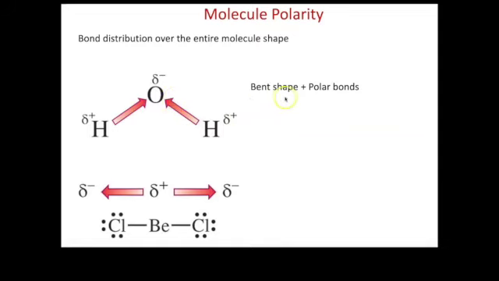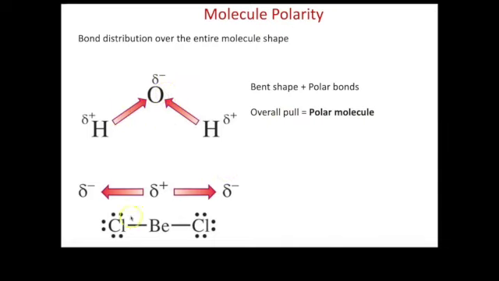So between the bent shape of the water molecule and having polar bonds, which can be drawn as dipole arrows, this has an overall upward pull. When you add those arrows together, it's going upward because there's no downward arrow against it. That means that this is a polar molecule when there's an overall uneven distribution of the dipole arrows.